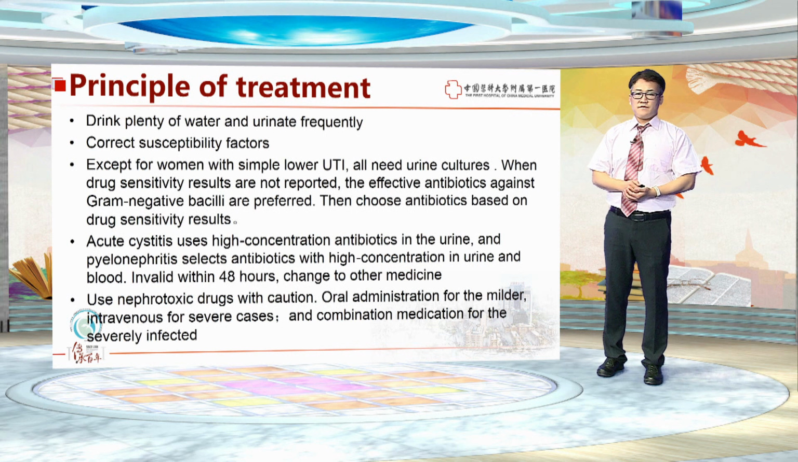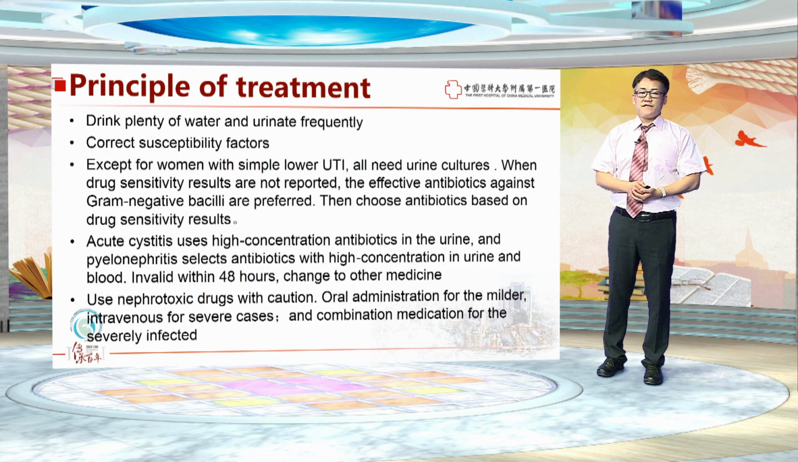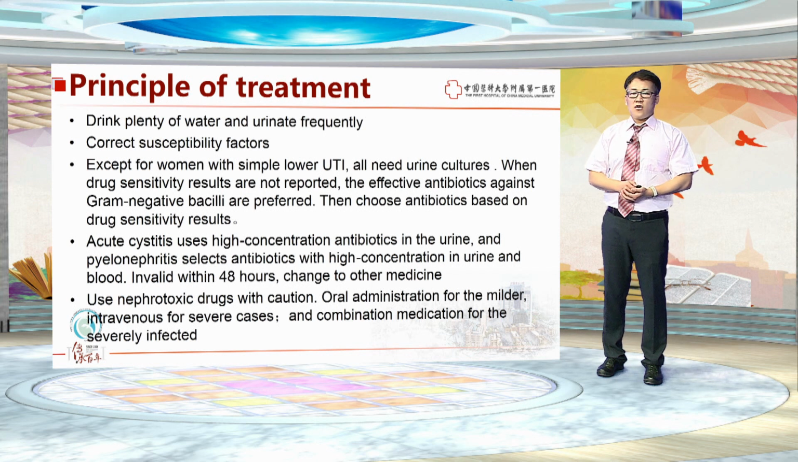The principle of treatment. Drink plenty of water and urinate frequently. Correct susceptibility factors. Except for women with simple lower UTI, all need urine cultures. When drug sensitivity results are not reported, the effective antibiotics against gram-negative bacilli are preferred. Then choose antibiotics based on drug sensitivity results.